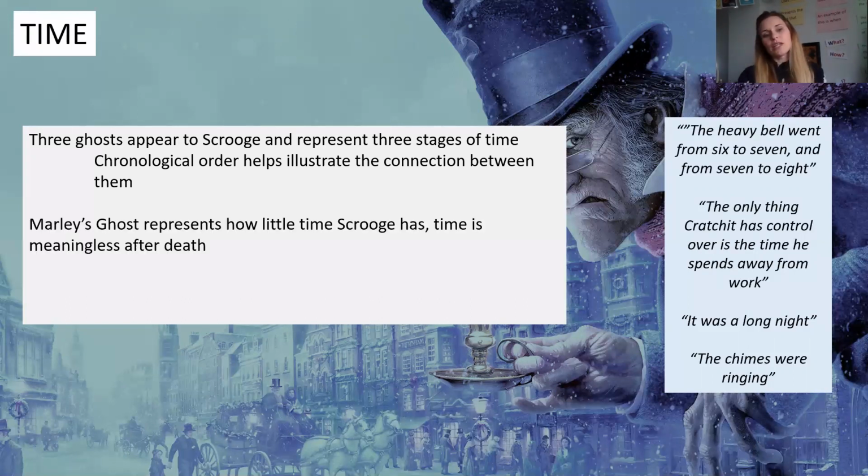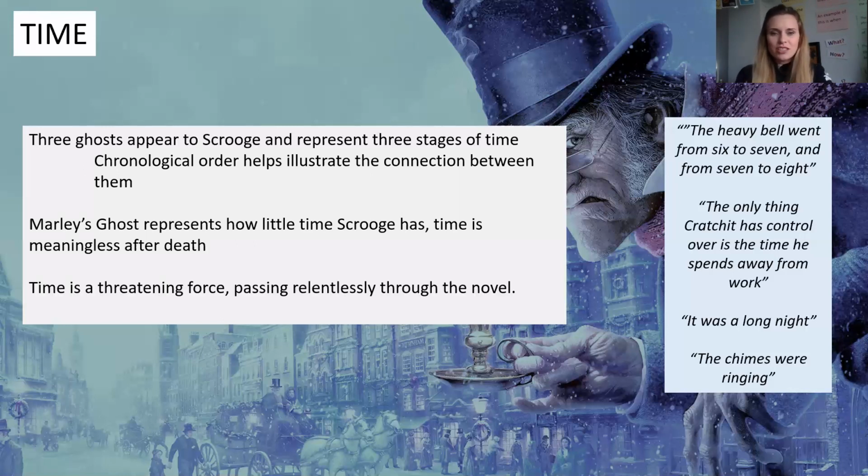Then we have another point here about Marley's ghost, who essentially comes to represent how little time Scrooge has left, and the fact that when you are dead, time means nothing. There's no point, so make the most of it whilst you can. And because Marley is coming from death to warn him, he's a really important character to mention in terms of the importance of time.